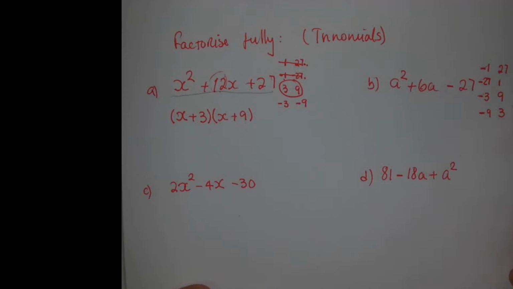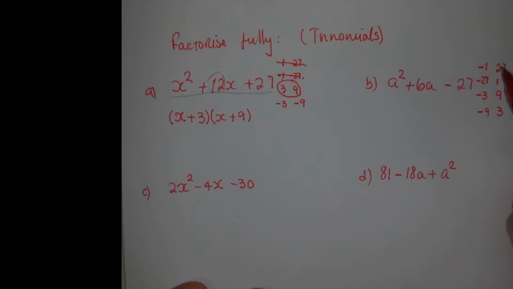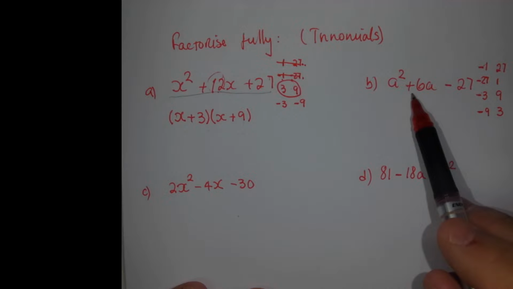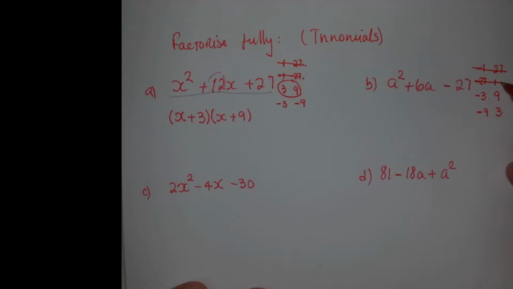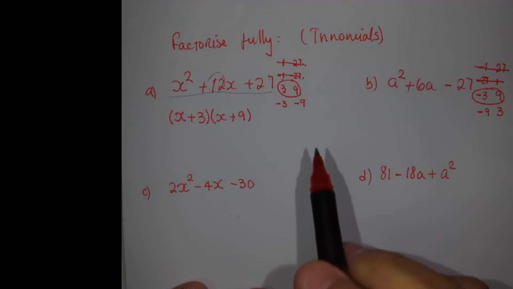Now only one of those pairs will satisfy the condition that when I add them, the addition of the two is going to be positive 6. Okay, so let's just start. Minus 1 plus 27 is 26, so I'm going to ignore it. Minus 27 plus 1 is negative 26, so I'm not going to consider that either. Then minus 3 plus 9 is positive 6. Again, I think I've struck gold, and I've been third time lucky both times.